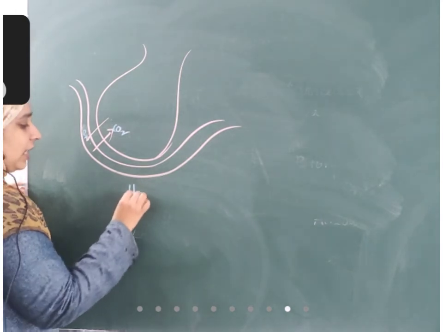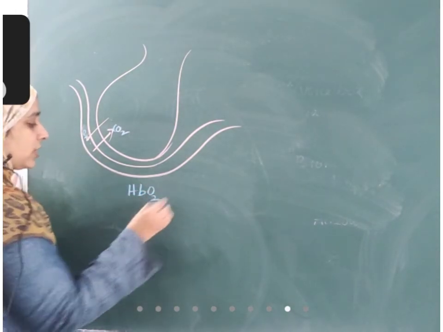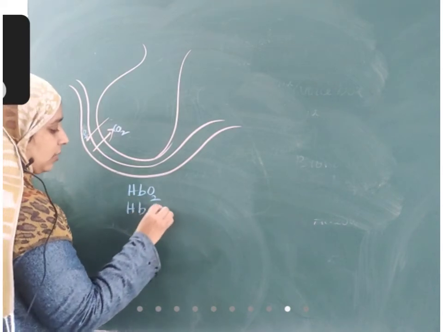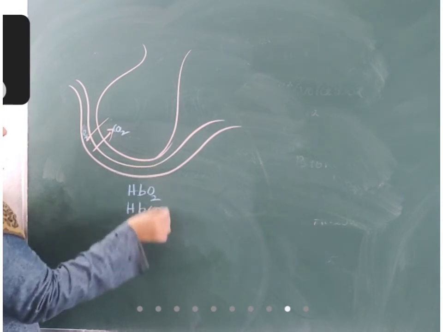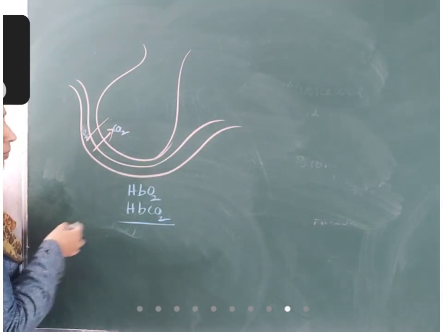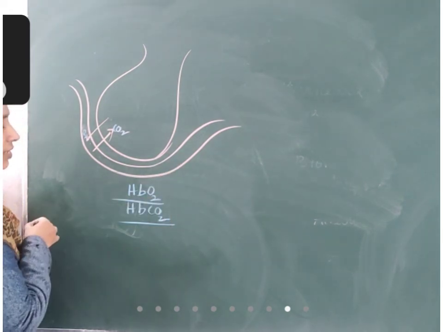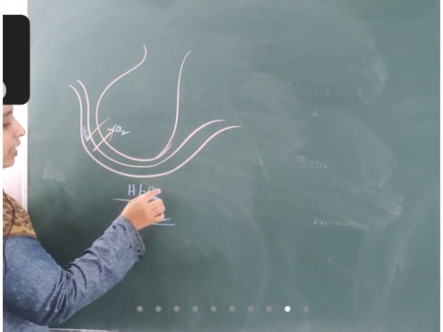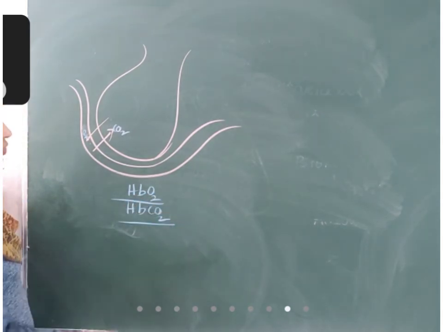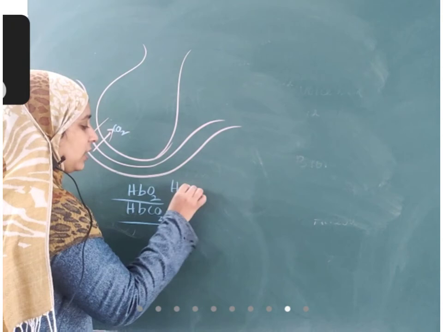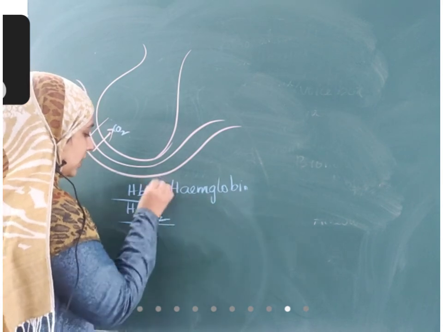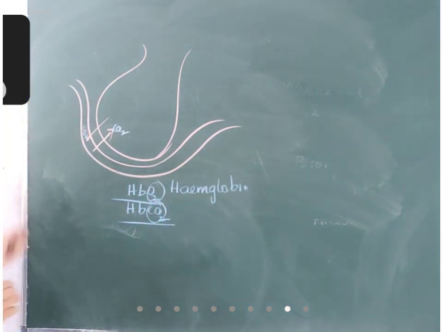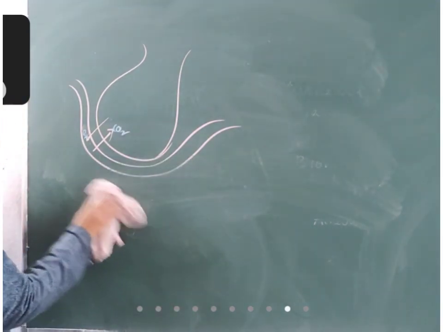What happens? They combine with hemoglobin to form oxyhemoglobin and carboxyhemoglobin. So when carbon dioxide is transported in the blood, it forms carboxyhemoglobin. When oxygen is transported in the blood, it forms oxyhemoglobin. So hemoglobin is very important for the transport of oxygen and carbon dioxide in the blood. Right? So that is about human respiration.